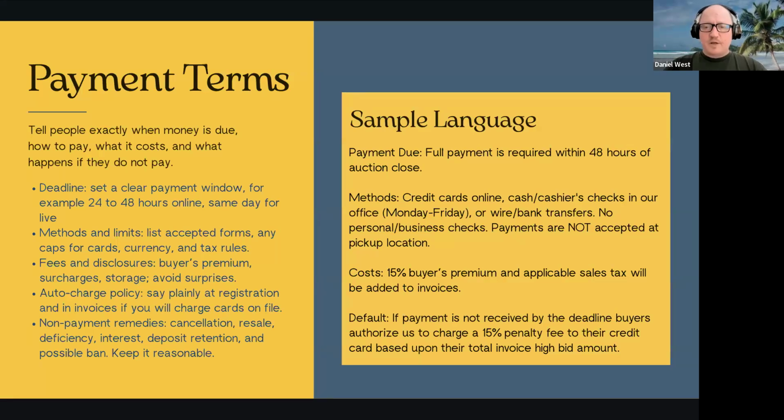Most auctioneers are accepting credit cards. Most are still happy to take cash. Some will still take cashier's checks. That's fine. Wire, bank transfers, all that. If you're taking personal or business checks still in this day and age, you probably live in a small town or you're working in a closed market, or you have really friendly bidders. I would suggest that generally speaking, auctioneers should not be taking personal checks.